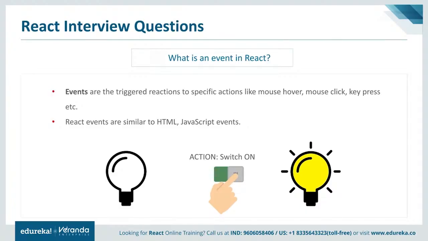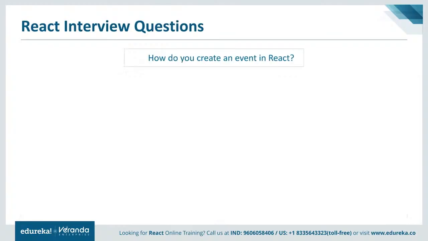So for example, in this diagram, as you can see, this is a bulb. There is an action called switch on. If someone clicks on it, the bulb gets turned on. So this is kind of an event which is getting triggered, which are reactions to specific actions. How can we create events in React.js?